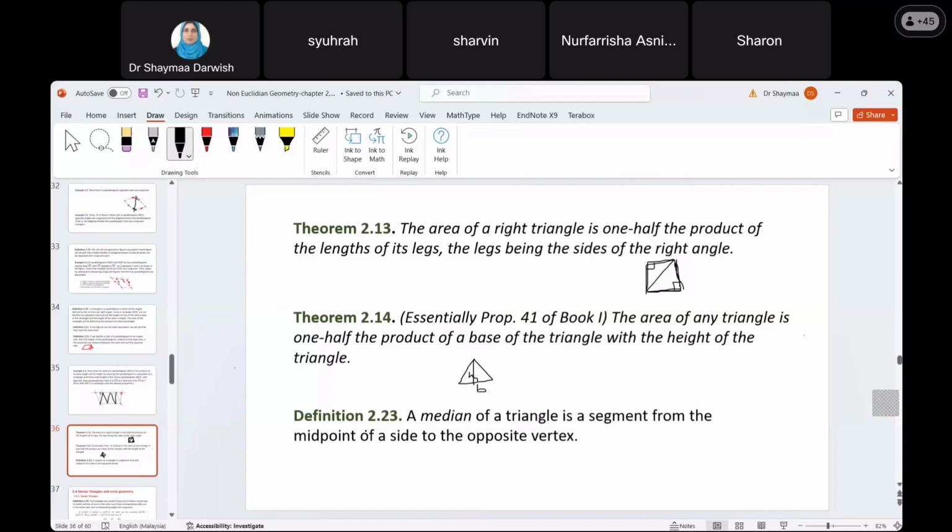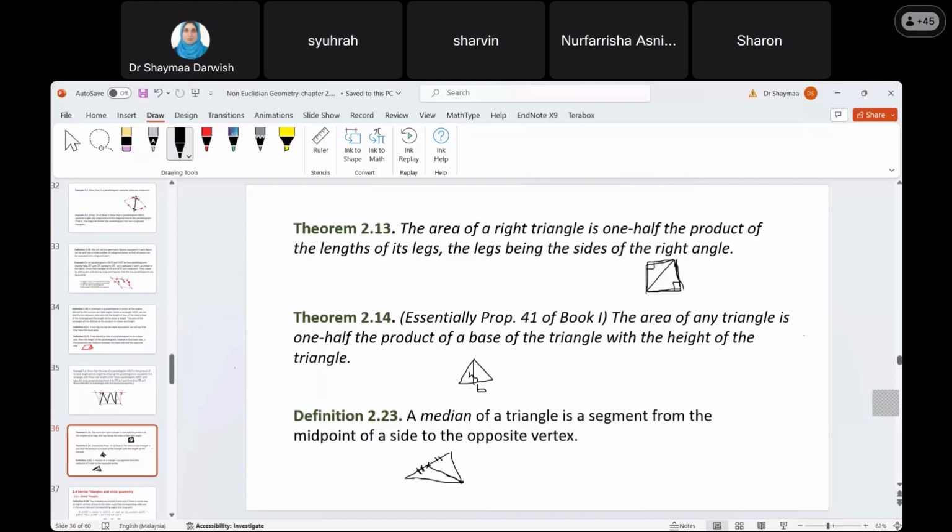And the definition here, before going to similar triangles, is the median of a triangle. The median of a triangle is the segment from the midpoint of a side to the opposite vertex. I mean, if I have a triangle, then take the midpoint and draw a line from the midpoint to the vertex. We call this one a median.